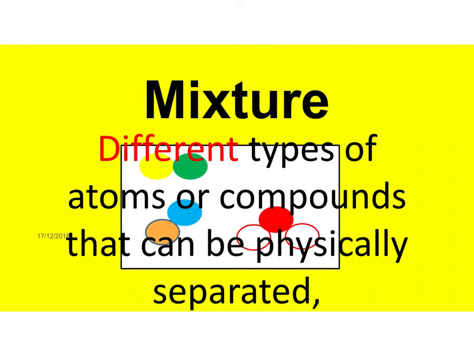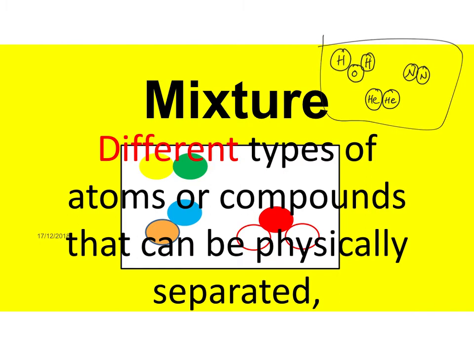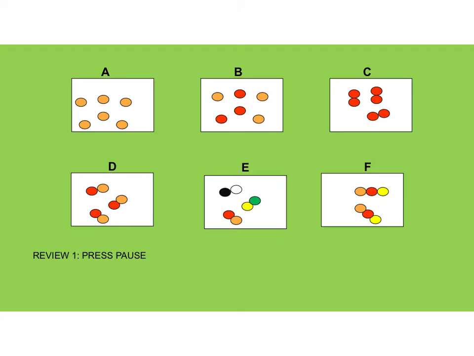And we've got mixtures. A mixture is different types of atoms or compounds that can be physically separated. Okay, so I could have H2O, so that's a compound, but then I could also have nitrogen, all in the same area, and then I could have some helium. And this is a mixture because these compounds aren't bonded to each other. This compound isn't bonded to these other 2 compounds.